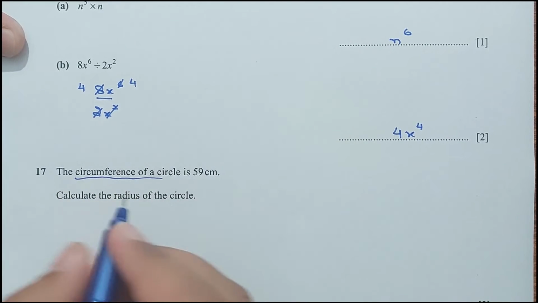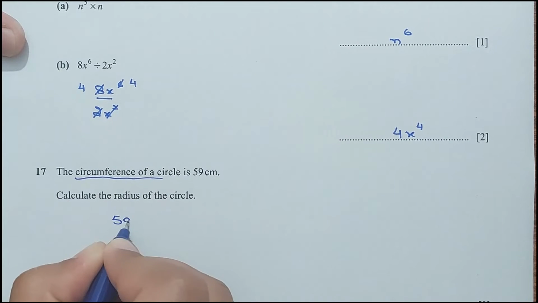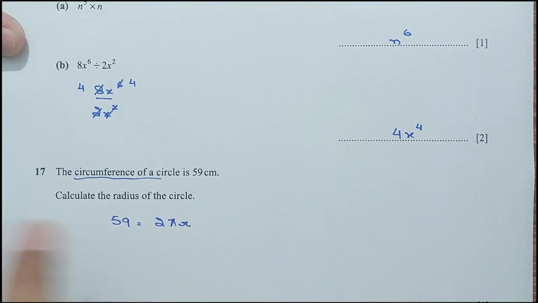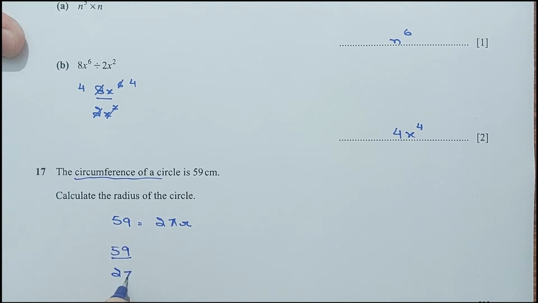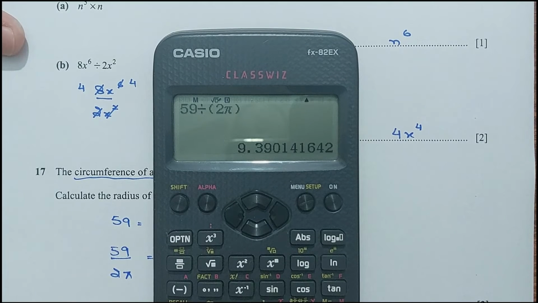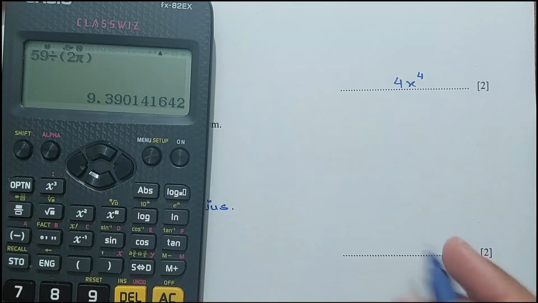We know the formula of circumference of a circle is equal to 2 pi r. The circumference is 59, right? We have to solve for the radius. So 59 divided by 2 pi, that is the radius of the circle. Let me calculate this. 59 divided by 2 pi, 9.39 centimeters.